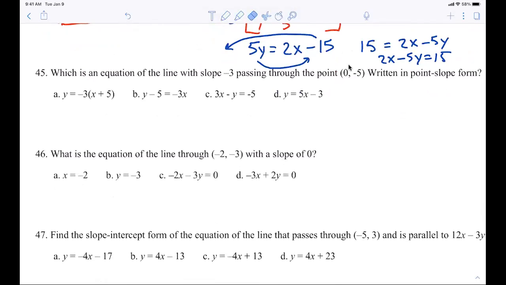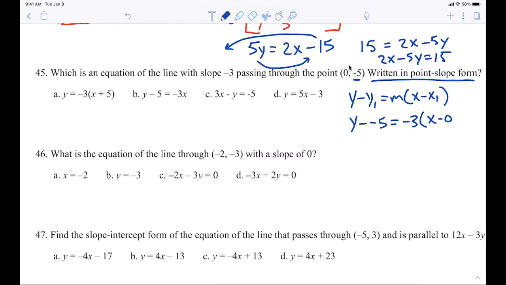Okay, so now we have to write this in point slope form. Point slope. So you got to read the directions. So point slope, y minus y1 equals m times x minus x1. So the y coordinate is negative 5. So it's going to be y minus negative 5 equals negative 3 times x minus 0. So y plus 5 equals negative 3x.